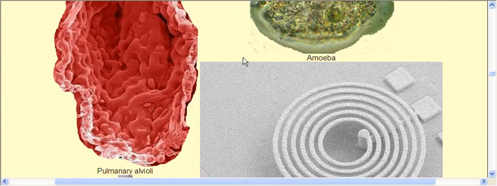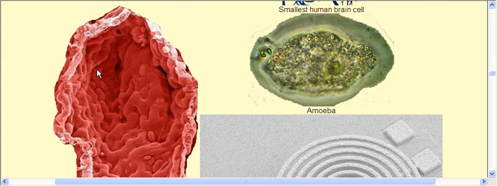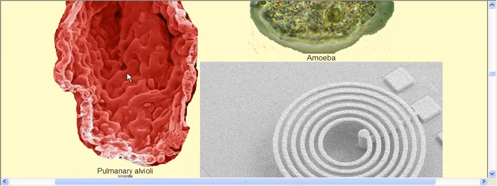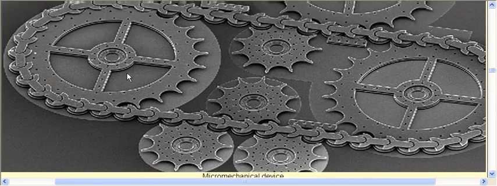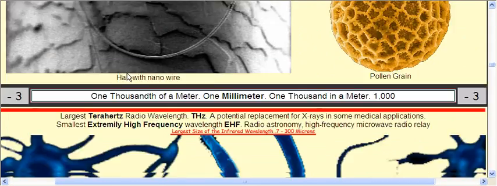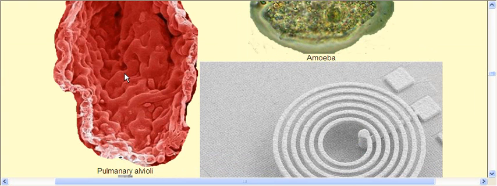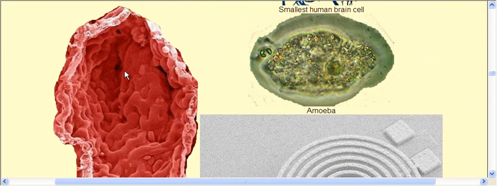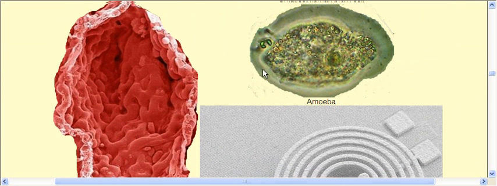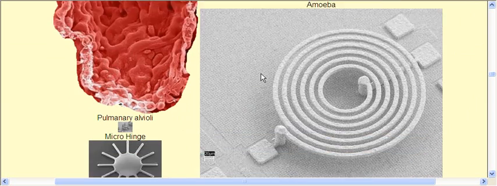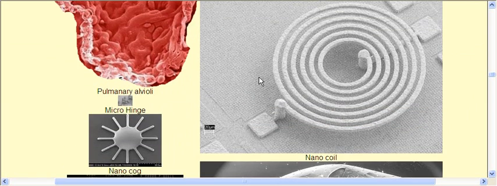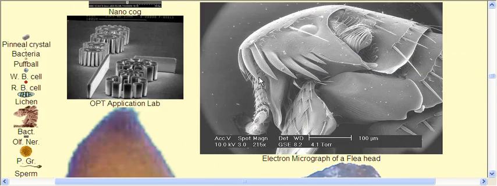Okay, there's the amoeba. There's a pulmonary alveoli. Those are the little sacs that absorb oxygen from the air. That's how big it is compared to a hair. It's maybe a third of the way across, half the way across a hair. Not all that small, but those little blood cells that absorb it are small. Might want to make you think twice about smoking. I don't know. There's a nanocoil, a nanocog. I don't know how they make things this small.